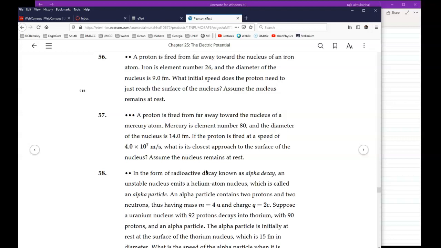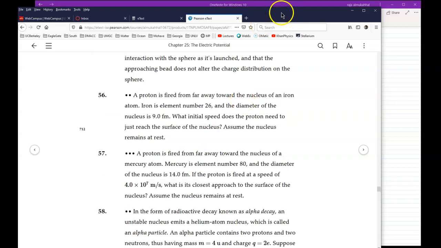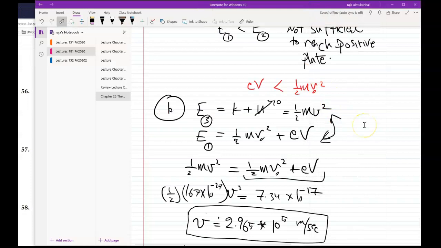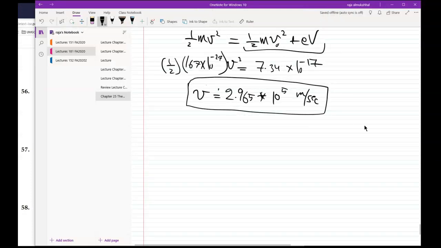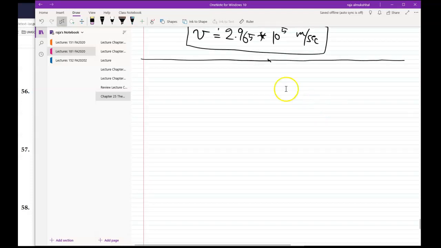Let me do number 57 and 58. I'll do 57. You know what? I'll do 56 and 57. That's it. We'll call it a day. Let's start with 56. They're both not bad. They're very interesting, though. Again, those problems, you can actually find them in a typical nuclear physics book. They're very realistic.